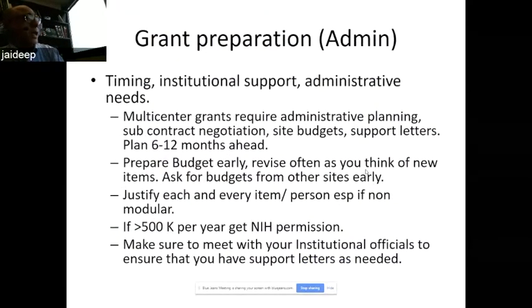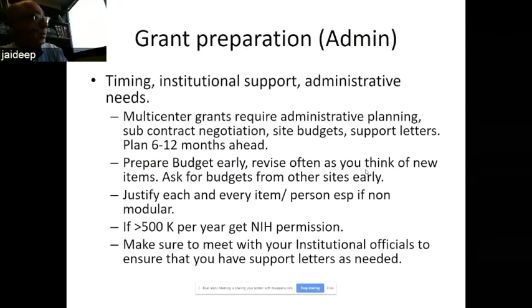In preparing your grant, make sure that it is timed appropriately so that you go to grant officials, people who help you prepare the grant, prepare the budget. If you have more than one site, they have to negotiate a site budget, so get support letters, get subcontract negotiations going. So bigger the grant, farther out you need to be in planning for it. You should prepare your budget early and revise it if you need any new items as you change it. So if you've prepared the budget early on, you can at least amend as you think of new things.